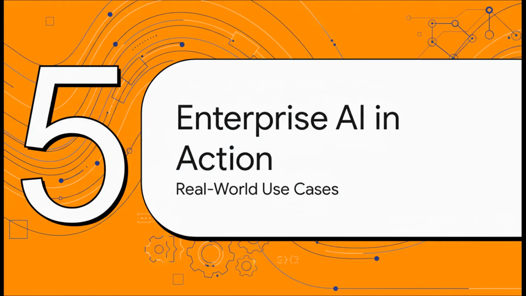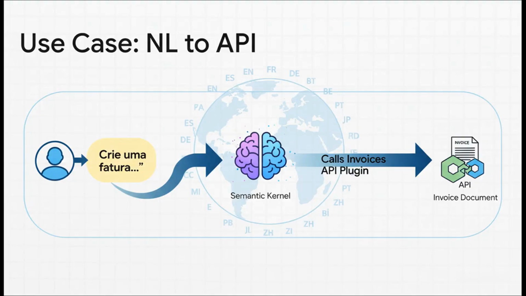Okay, this is all great tech, but how does it actually play out in a business environment? Let's dive into some really powerful enterprise patterns that this whole architecture just lights up. Okay, first up, natural language to API. This pattern is a total game changer. Think about it. You take your existing APIs and you just expose them as plugins. Suddenly, your users can interact with your entire system just using plain language.